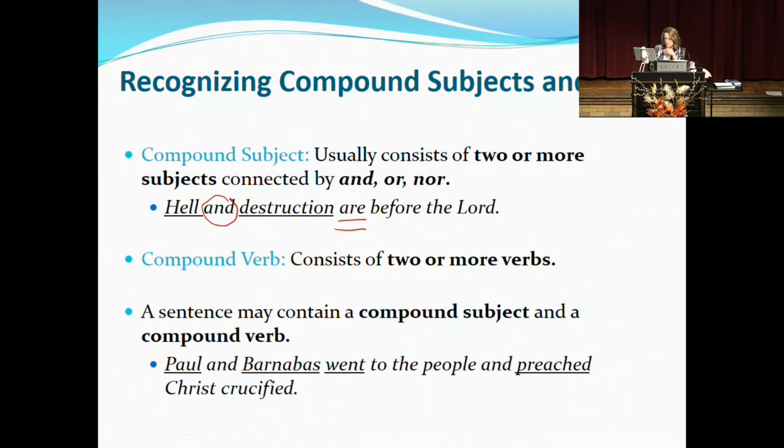I can have compound verbs as well. And I can have compound subjects and verbs in a sentence. So the sentence: Paul and Barnabas went to the people and preached Christ crucified. I'm finding my verbs first. Went, preached. Who went? Who preached? Paul and Barnabas. They're my subjects. And I have two connectors in there, connecting the subjects Paul and Barnabas, and connecting the verbs went to the people and preached Christ crucified. Now let's see how we're going to diagram these with compound subjects and verbs.